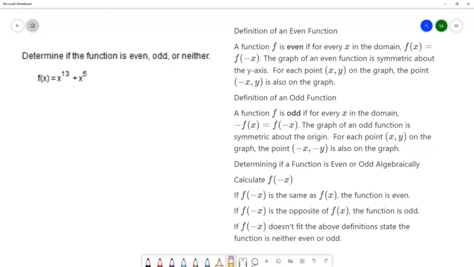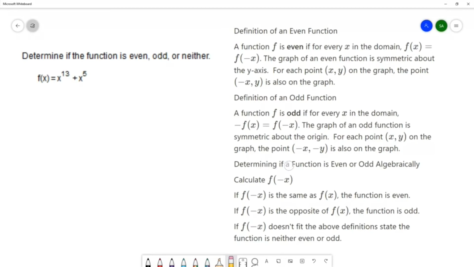So what we need to do is figure out if this equation fits this pattern of an even function, f of x equals f of negative x, or if it fits this pattern of an odd function, negative f of x equals f of negative x. So I have a process down here that we can go through in order to see which pattern fits. So this is the process.